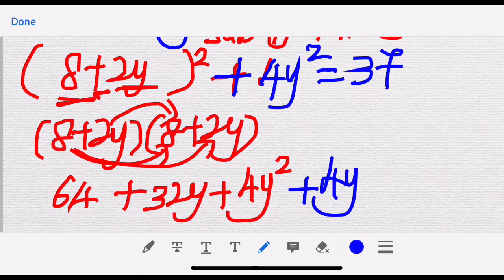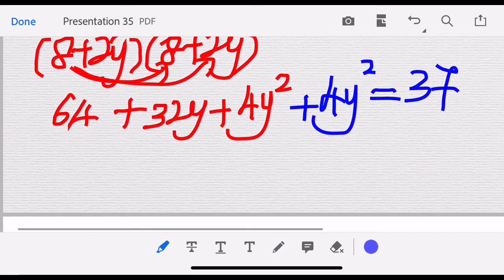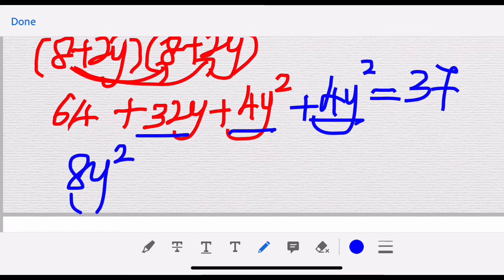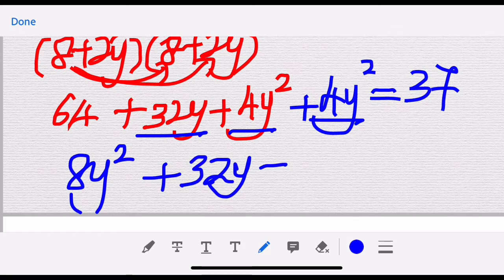Okay, can you follow? If you cannot, try to practice more. I'm sure you can do it. So let's focus on the right term. I have 8y squared, right? I have 32y. 64 minus 37 will be 27, right?